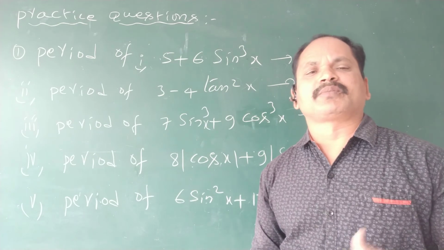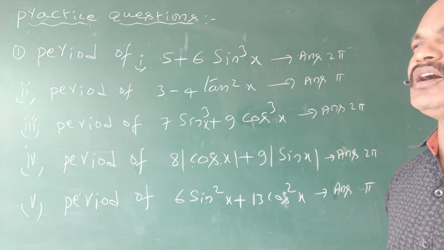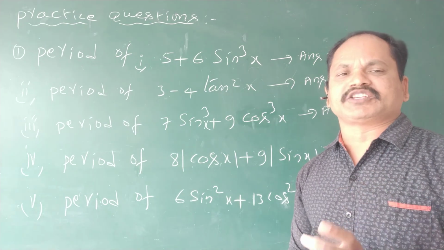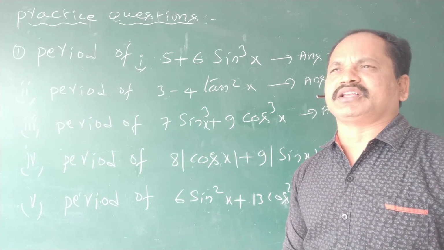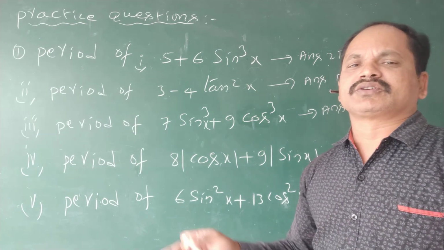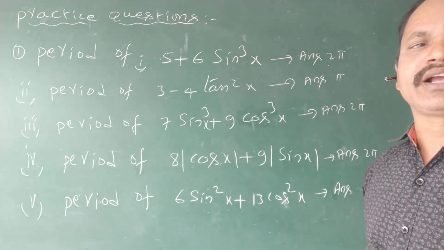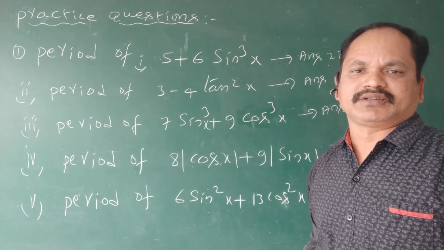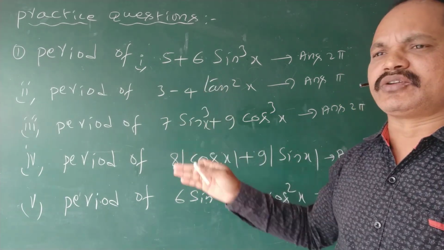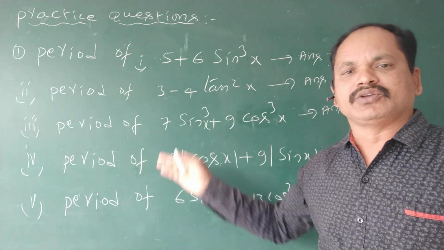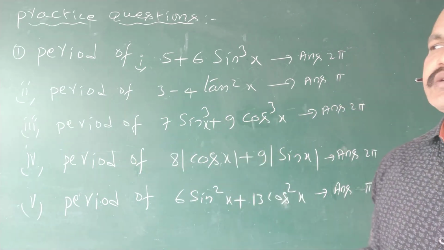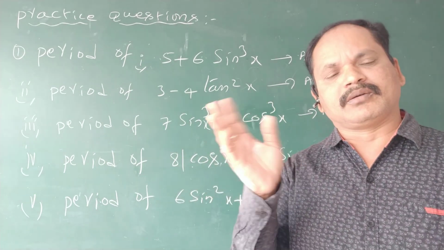So you can practice these questions according to the definition of the period. What is the definition of the period? f of x plus p is equal to f of x, where p is the least positive real number. You can prove these according to the periodic definition, f of x plus p equal to f of x. So you can practice all the questions, and you can learn all the forms by heart.